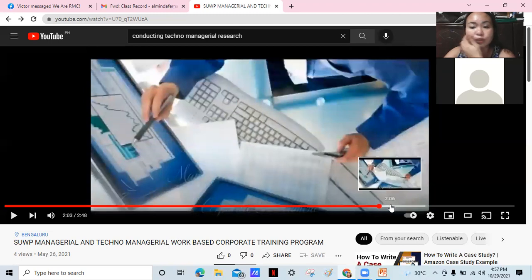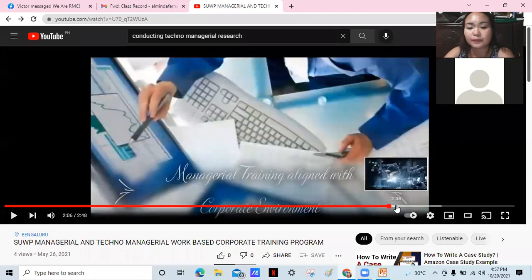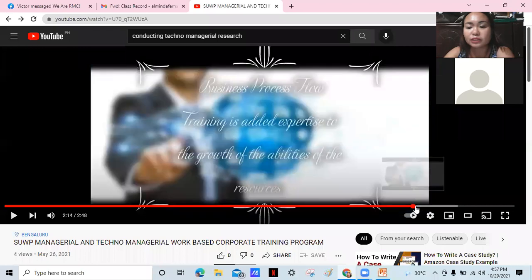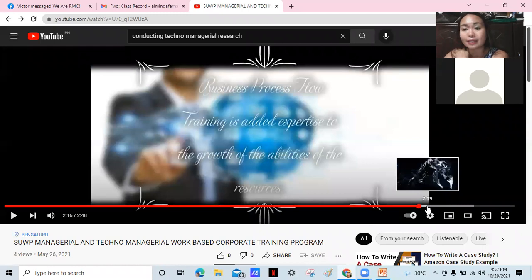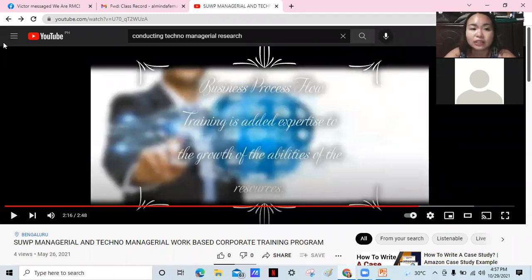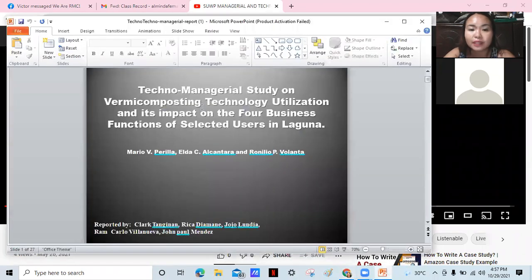So all of that actually involves management system. In the techno managerial study, therefore, you are going to study a particular technology and how to manage that technology. So that is what is meant by the techno managerial study. In the report, since we are focused on agriculture, they're going to study the vermicomposting technology and its utilization and its impact.